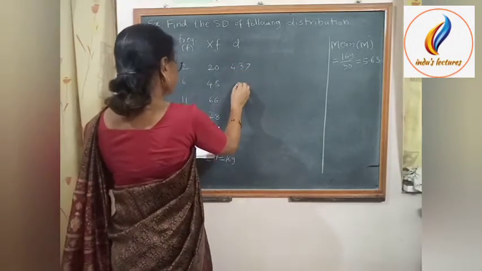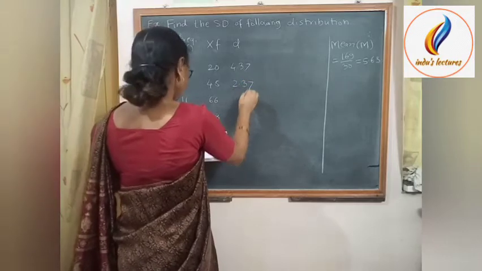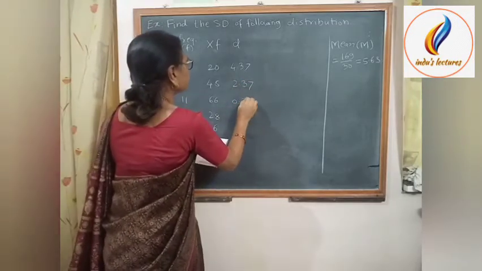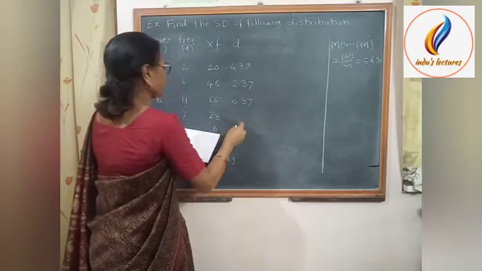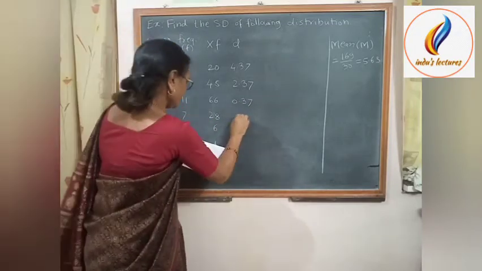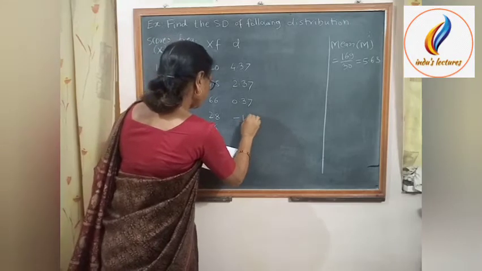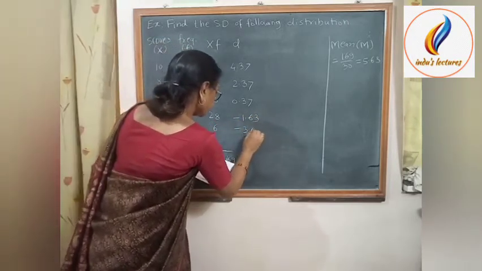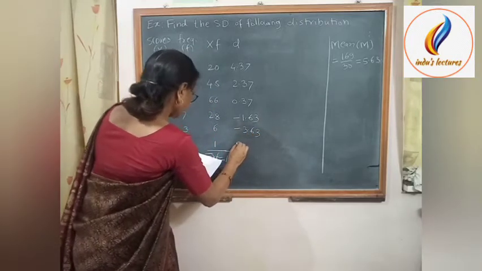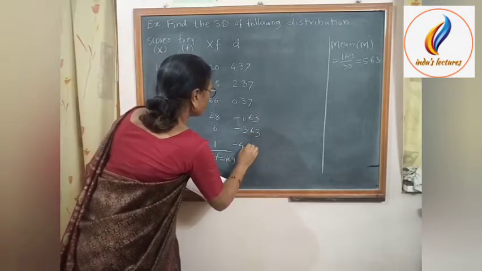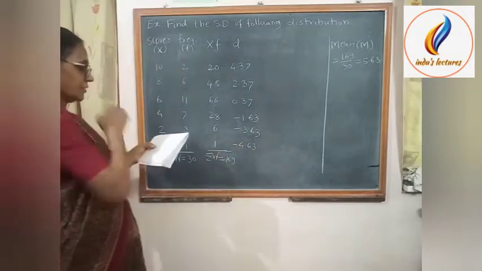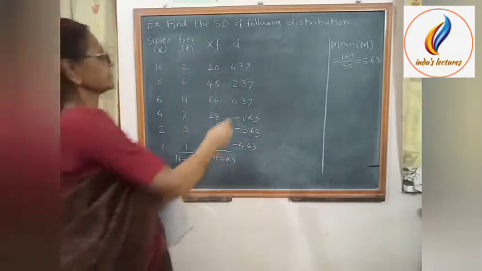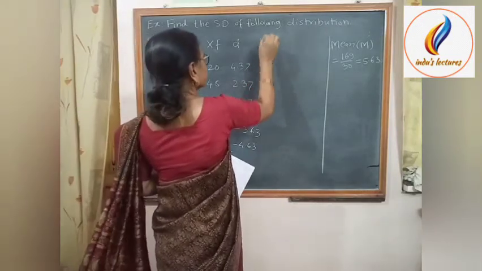Then the next one is 2.37. For 6 it is 0.37, and for 4 the deviation is minus 1.63, then minus 3.63, and the last one is minus 4.63. Now find the square of all the deviations, that means d square.